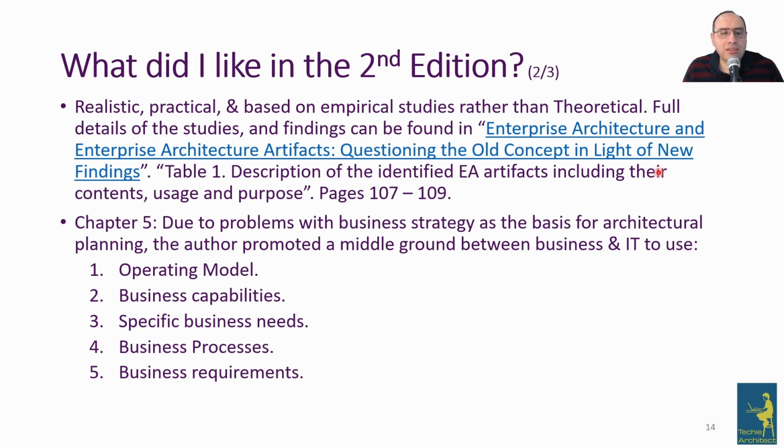Second, business capabilities, specific business needs, business process, business requirement, all of these five main points are discussed thoroughly in chapter 5, and you will find how you can build or determine the IT strategy from these points rather than the business strategy if it is not clear and communicated with everyone in the organization.